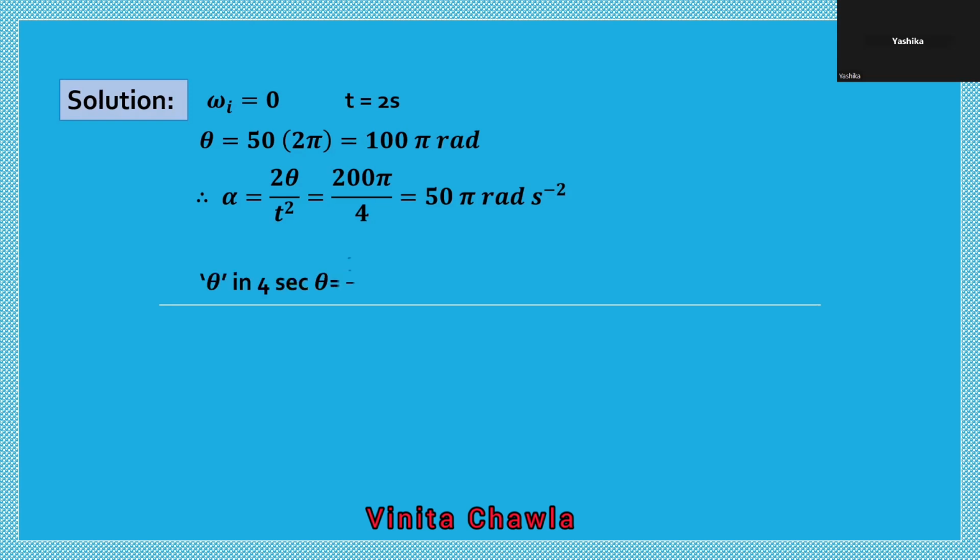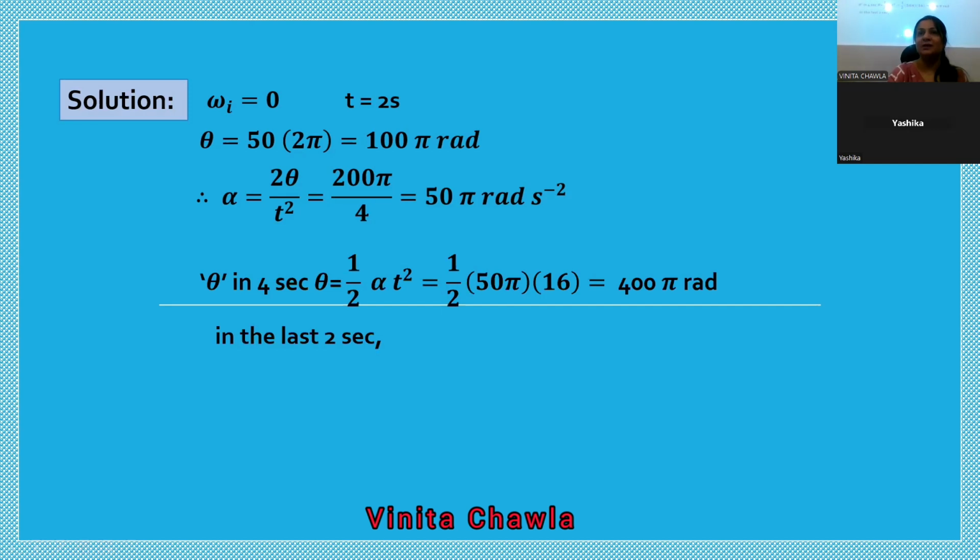ठीक है. उसके बाद theta in 4 seconds, half alpha t square. Find theta in 4 seconds. Find theta in the last 2 seconds. How will you find theta in last 2 seconds? माइनस कर देंगे. कैसे, किसको किससे माइनस करेंगे? थीटा इन 4 seconds माइनस थीटा इन 2 seconds, है ना.